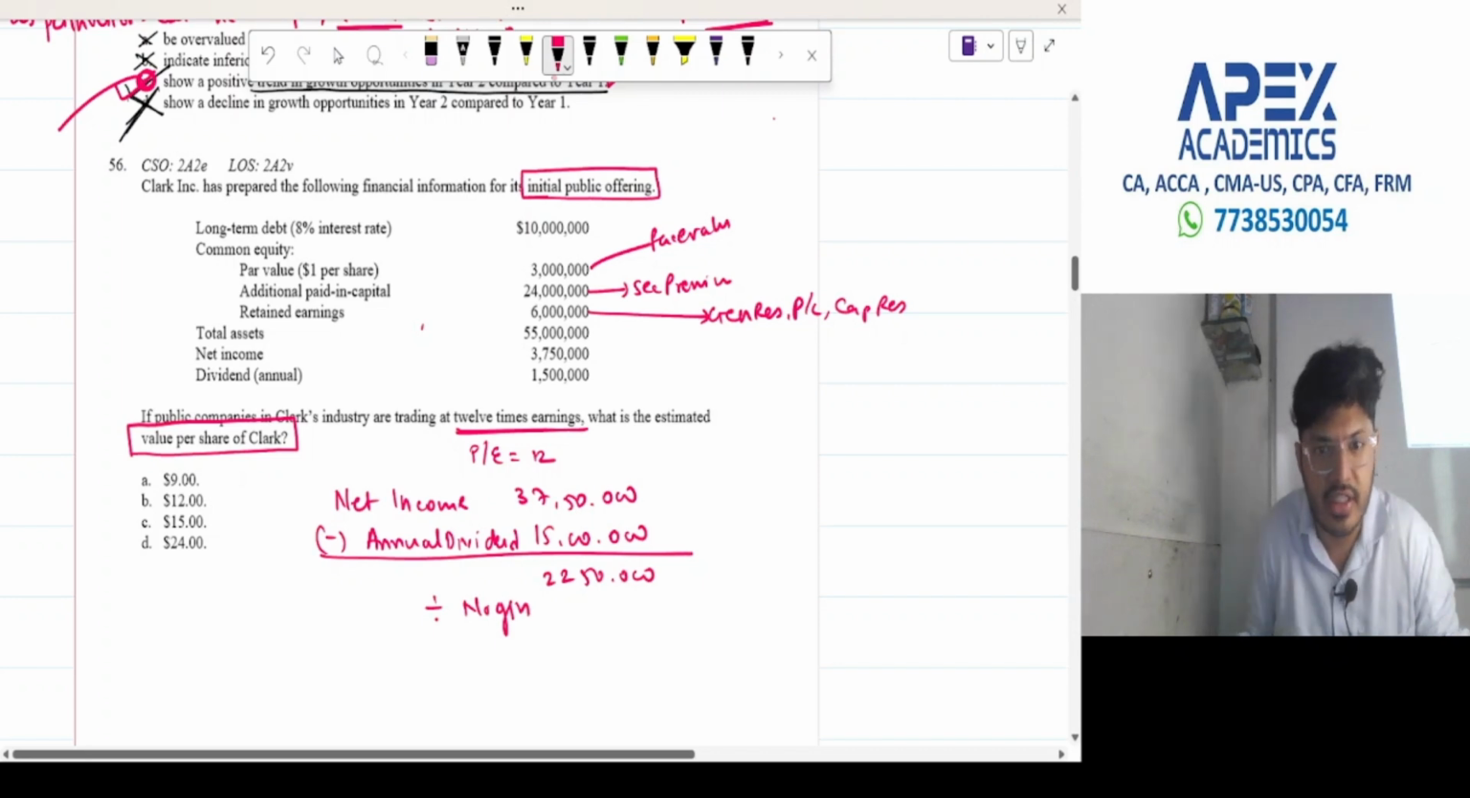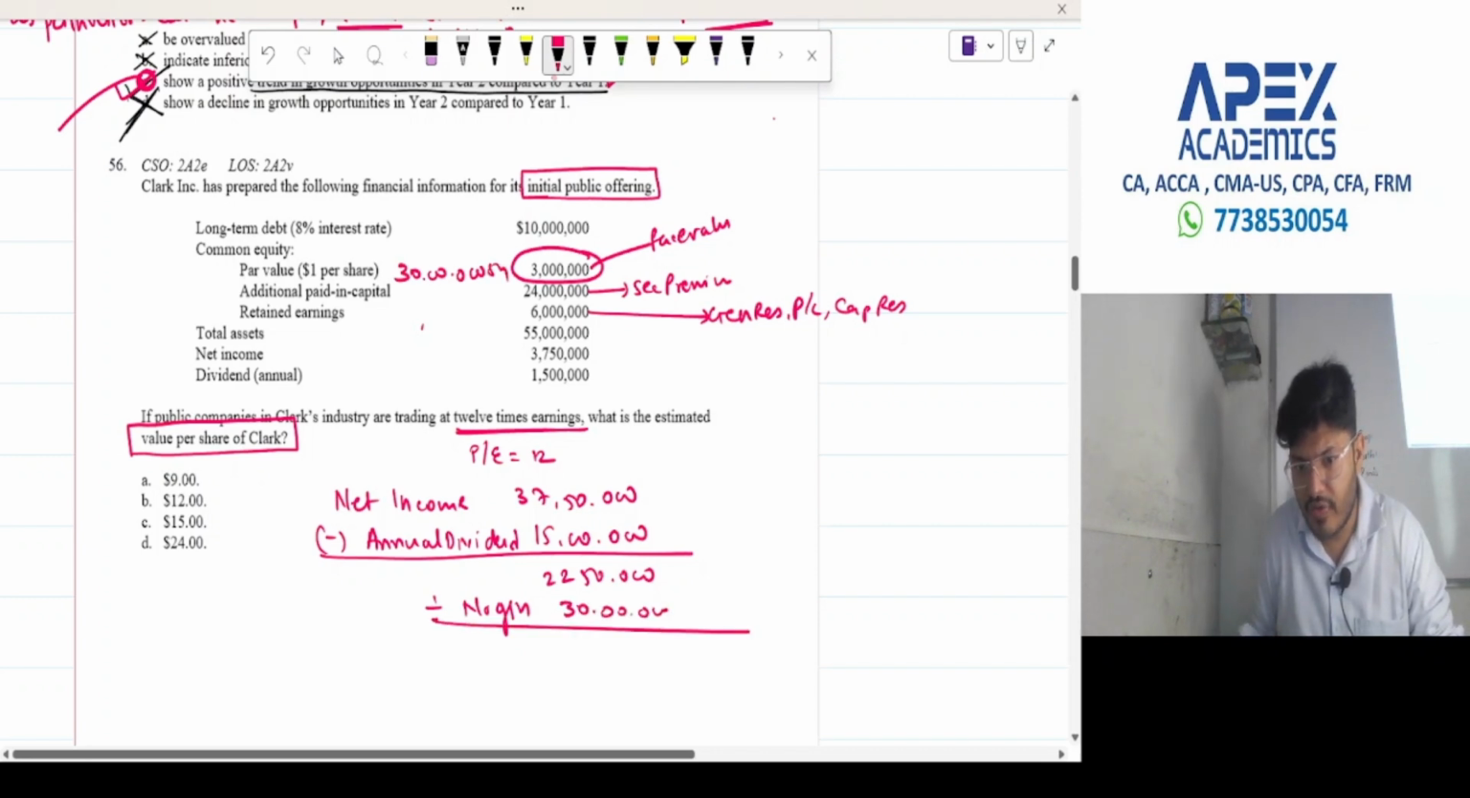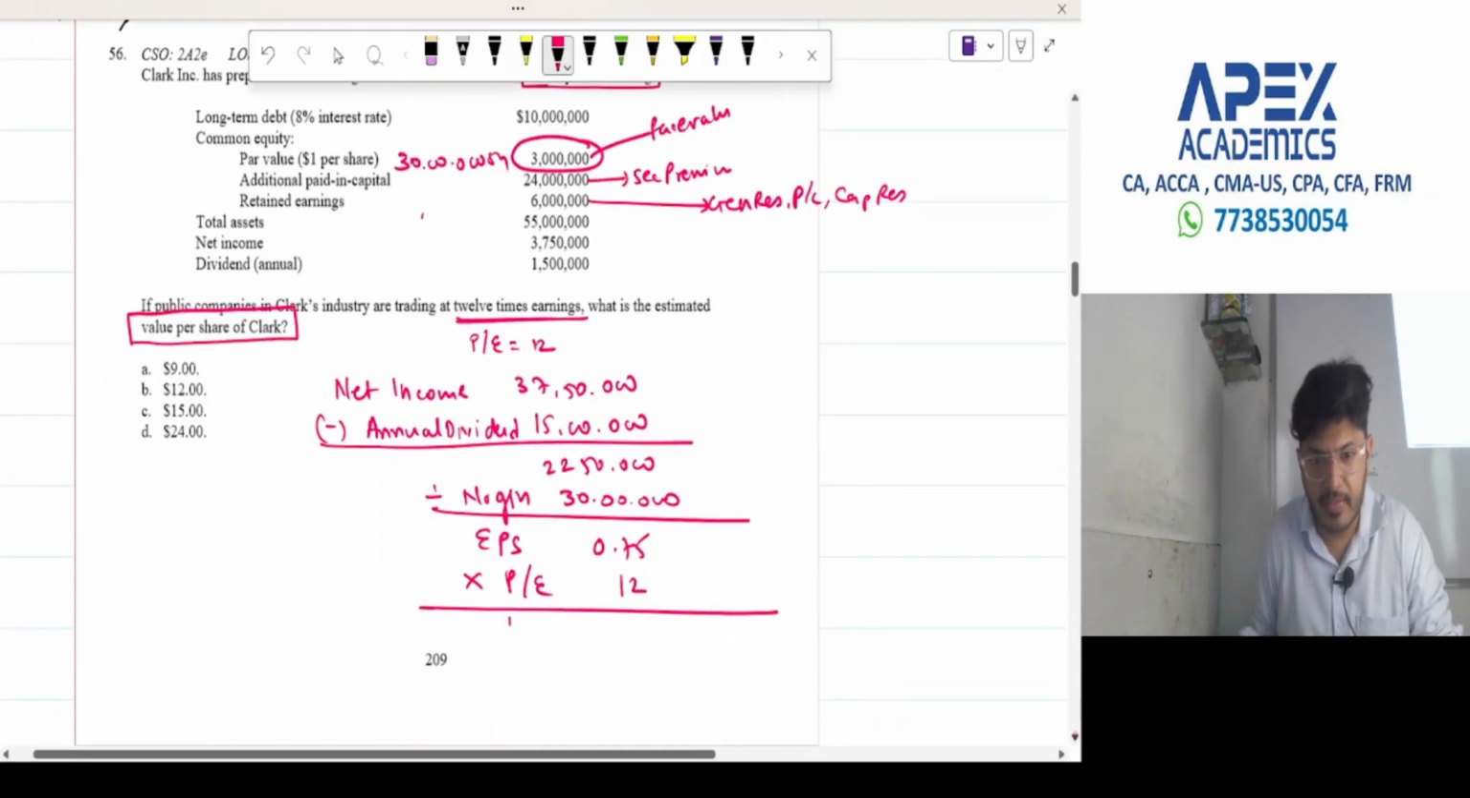What is the number of shares? See, 30 lakh ka face value hai. So obviously you have 30 lakh shares. Please divide this by 30 lakhs. Sir, if I divide this by 30 lakhs, I will get an EPS of 0.75. I will multiply this by the PE multiple of 12 and I will get the market price per share of 9. Sir, this is bullshit.